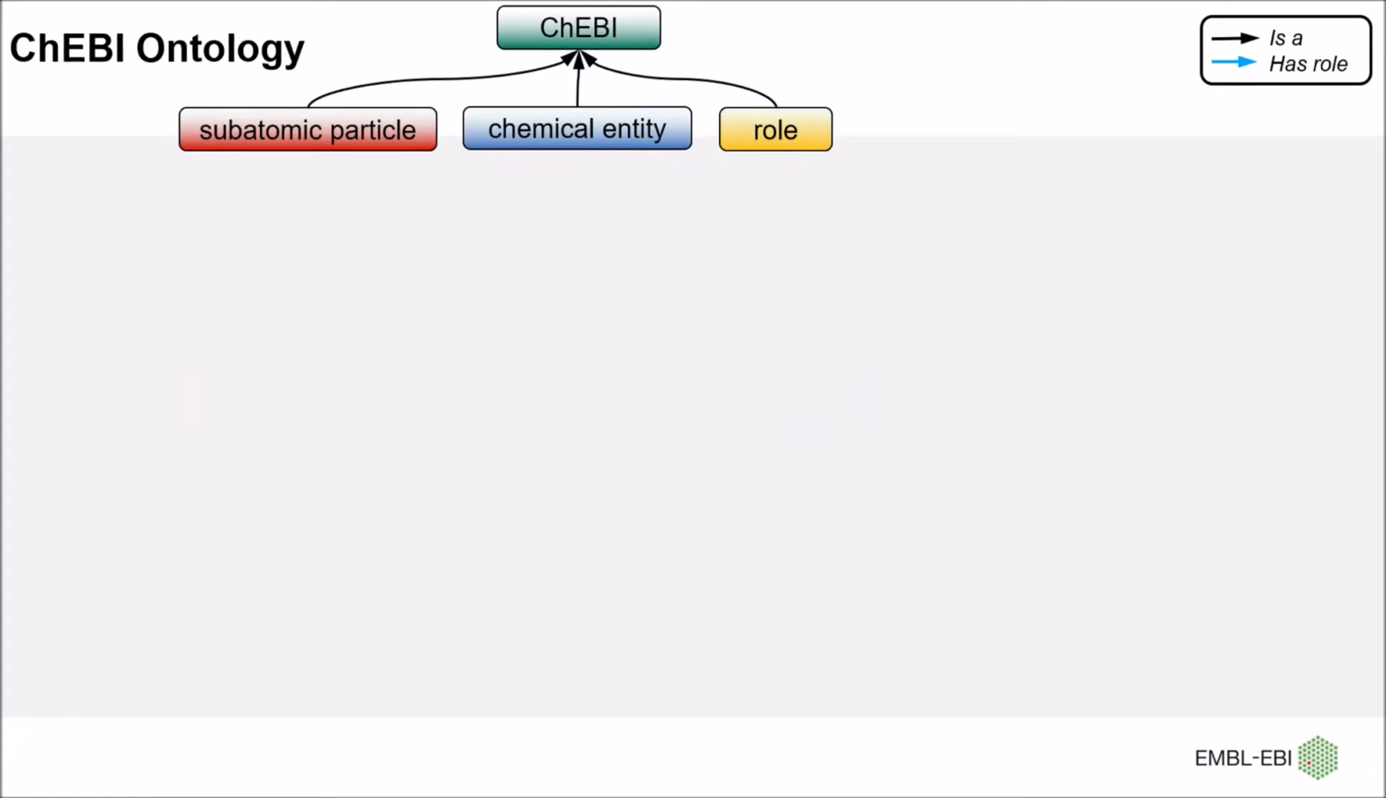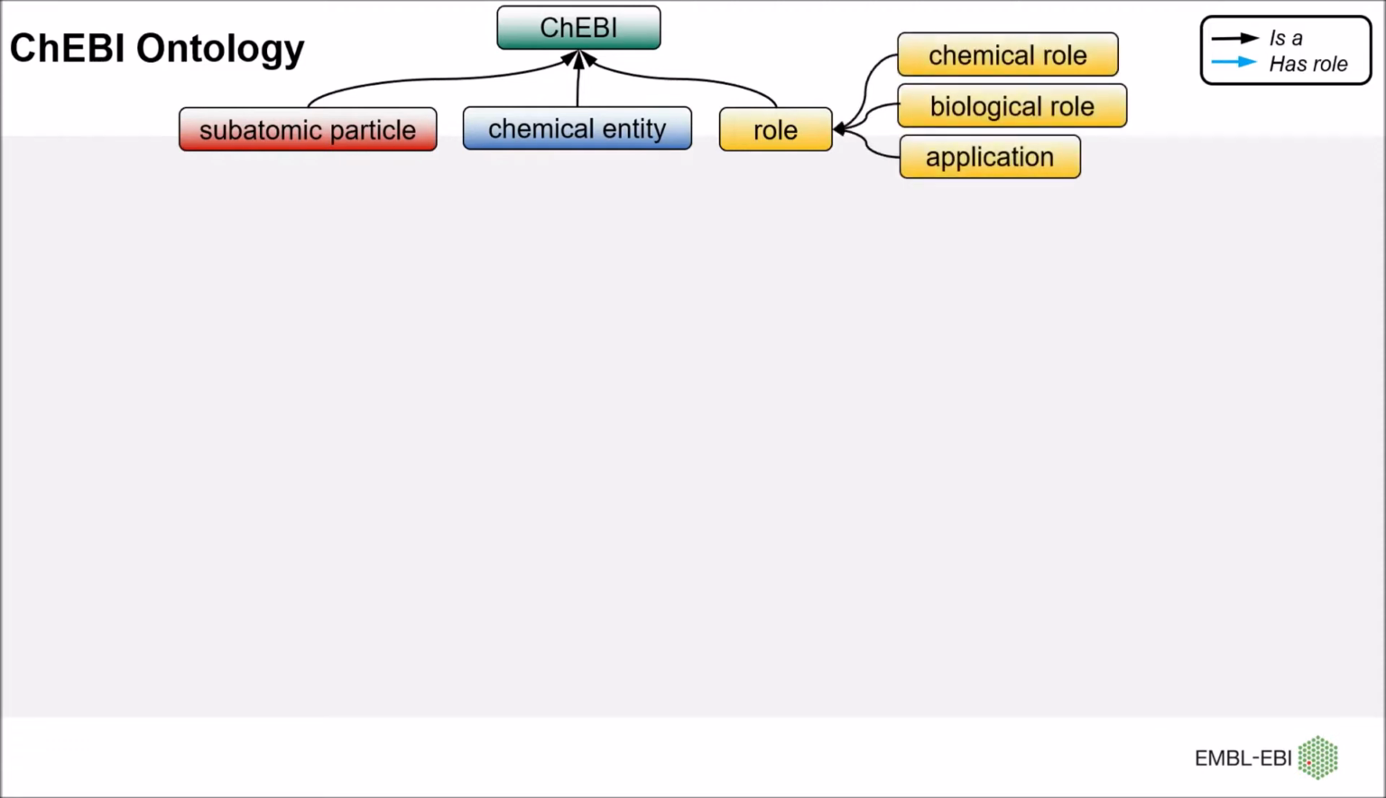And then we also have a role ontology where we classify chemicals based on the function of the molecule. These can then be further subdivided. For example, a role can be subdivided into a chemical role or biological role or even an application. An application is the use of a chemical entity by a human. For example, is it being used as a drug or is it being used as a pesticide?